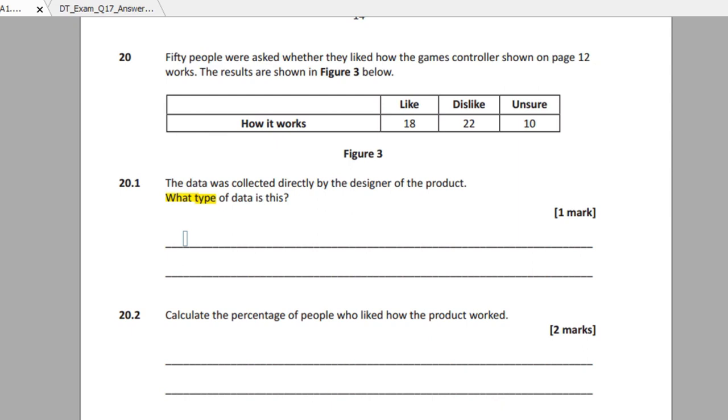statistical data, but also it is primary data. Okay, so I will put down this data is basic statistical and primary data, okay, because it's first-hand data that was collected by the designer himself or herself.